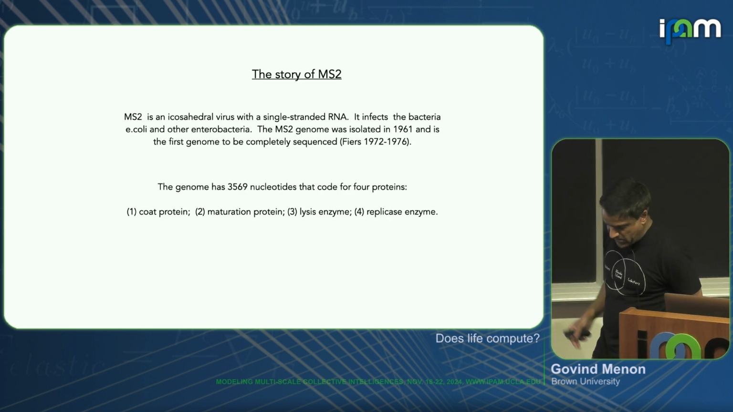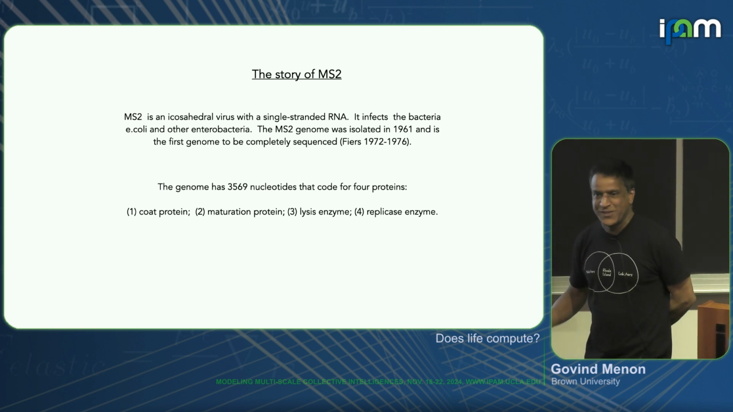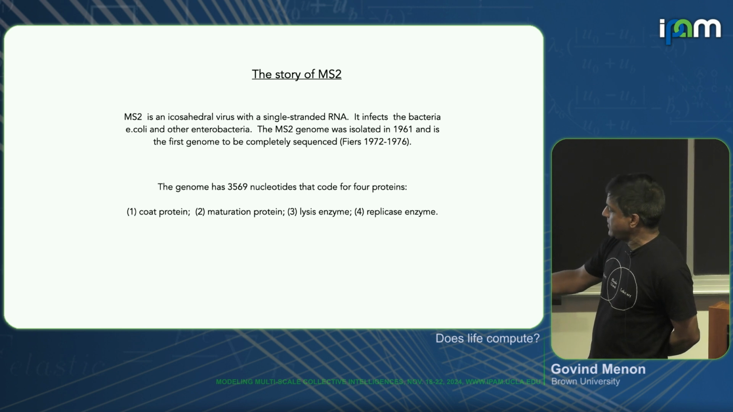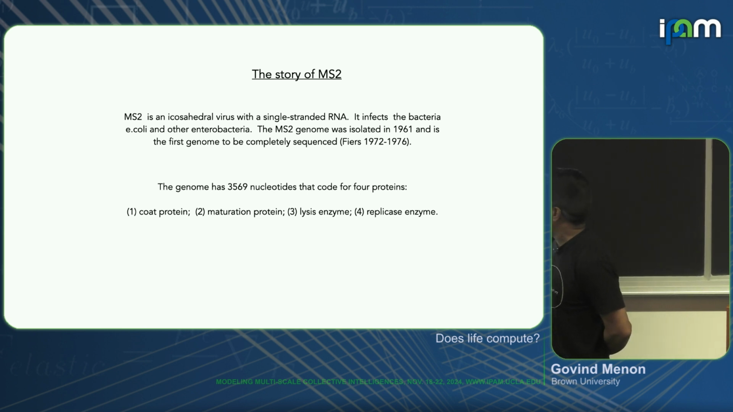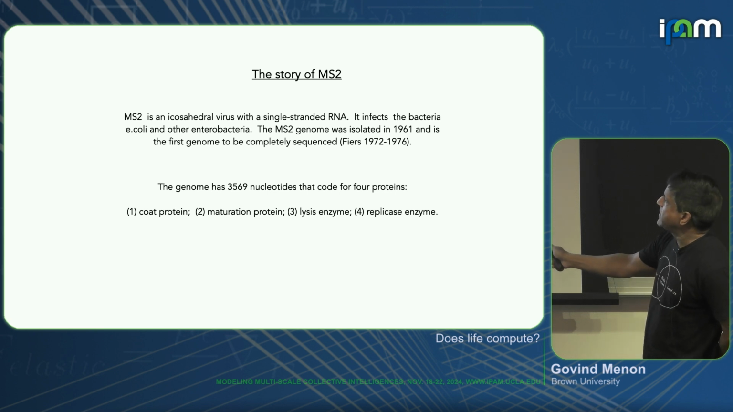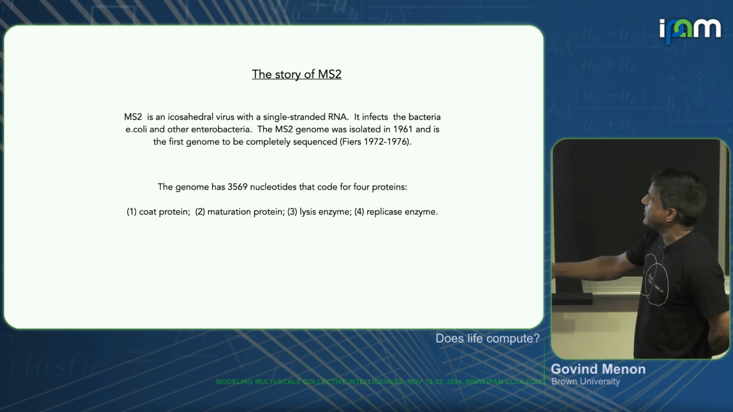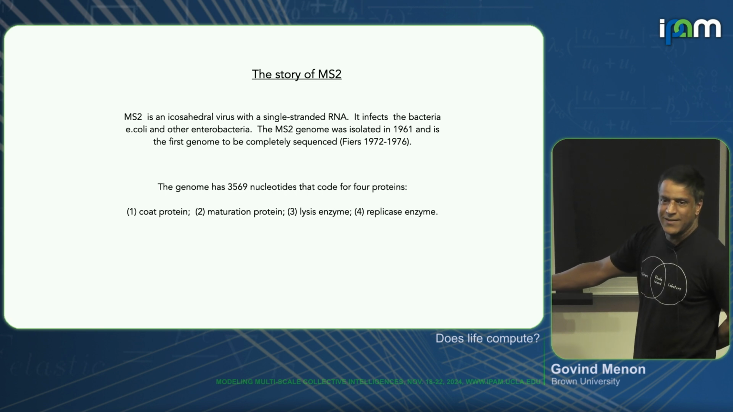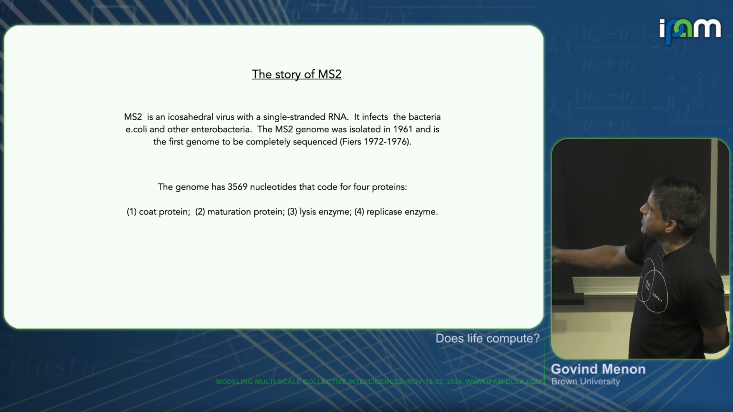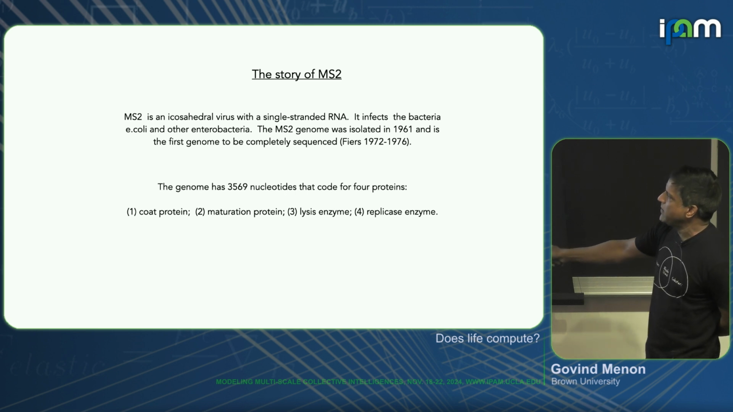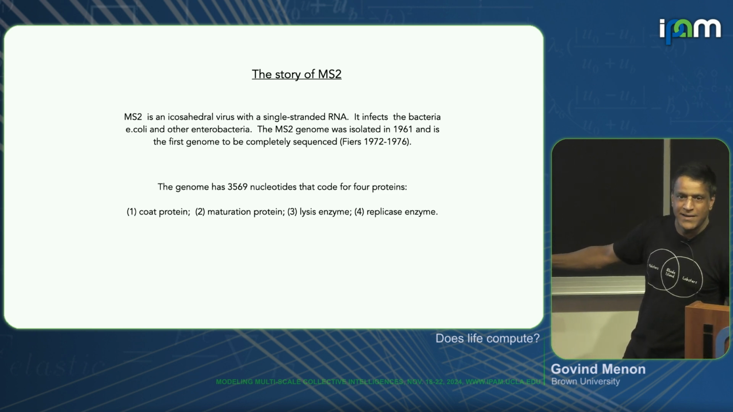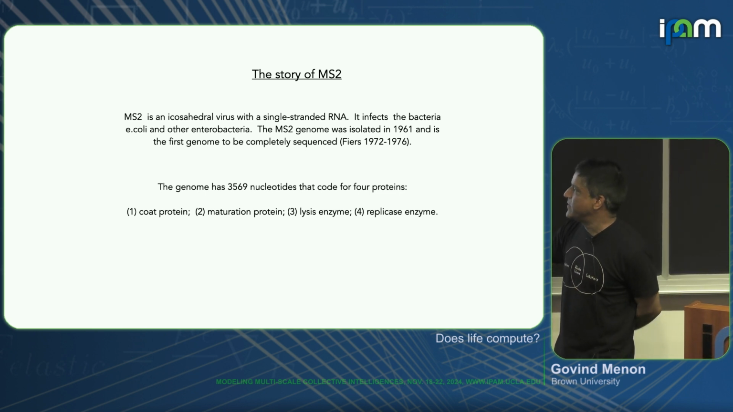So I just want to tell you the story of MS2 because this is the virus that we really understand. It's an icosahedral virus with a single-stranded RNA. So E. coli lives in your gut. This is a virus that works with the E. coli in your gut. It's the first genome to be isolated in 1961, and it's the first genome to be completely sequenced in this period. So this is really, in molecular biology terms, the first stuff.